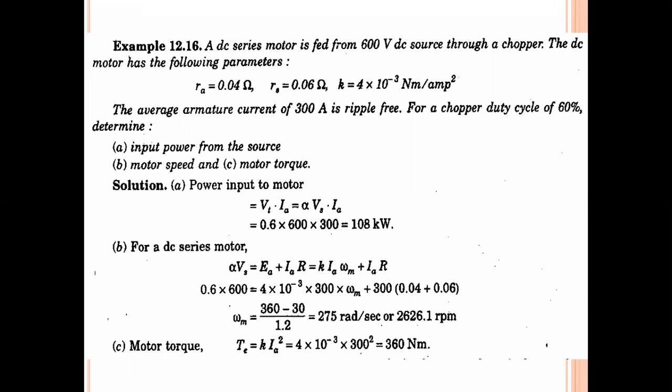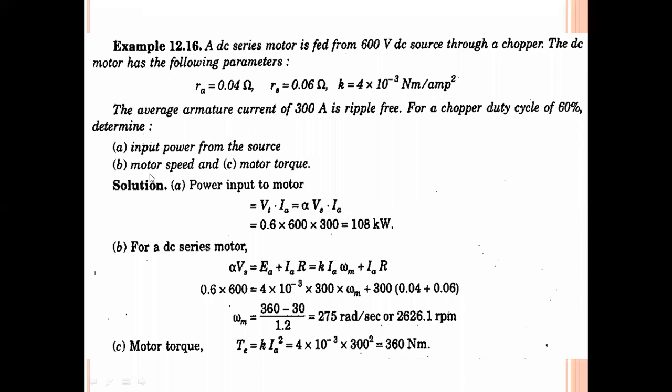Now, we know alpha is the duty cycle. See, in some of the textbooks duty cycle may be denoted as alpha. Now you can substitute 60% or 0.6 as alpha, and the supply voltage or the DC voltage is 600 volts. IA, which is the armature current, is directly given as 300. Substitute here and calculate, you will get the power as 108 kilowatts. Very simple, voltage into current, substitute the values and calculate the power.